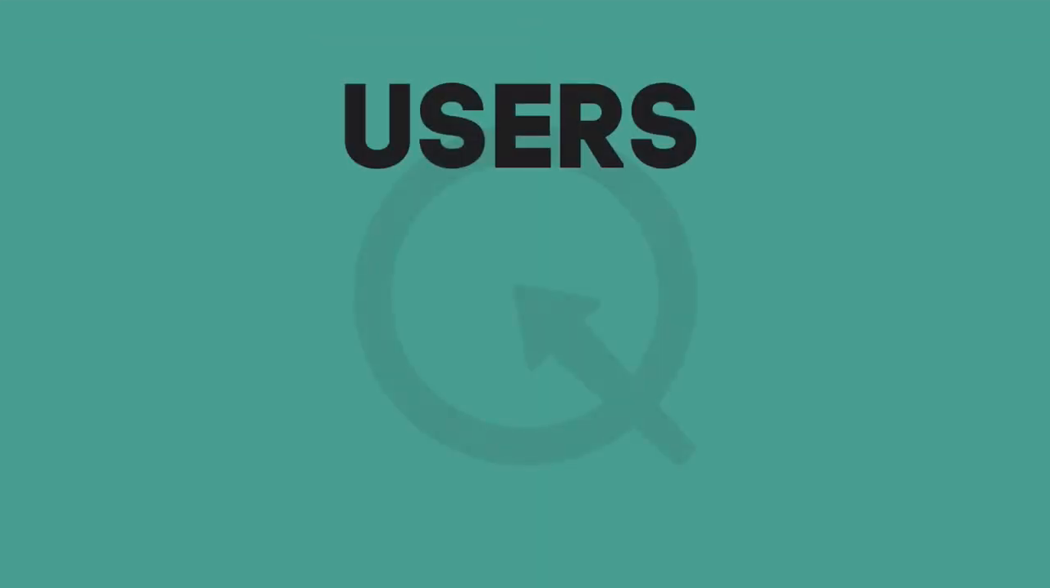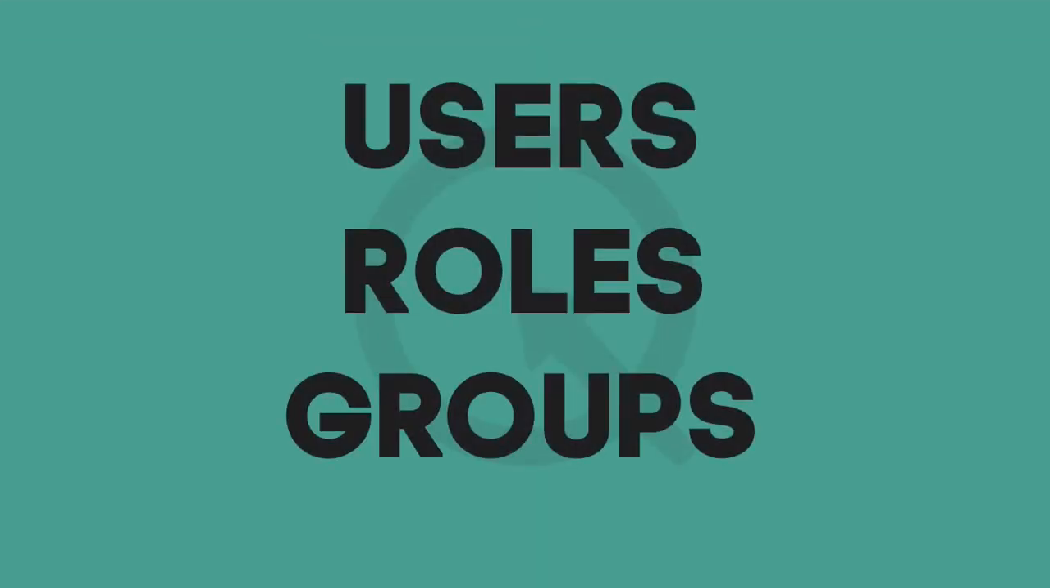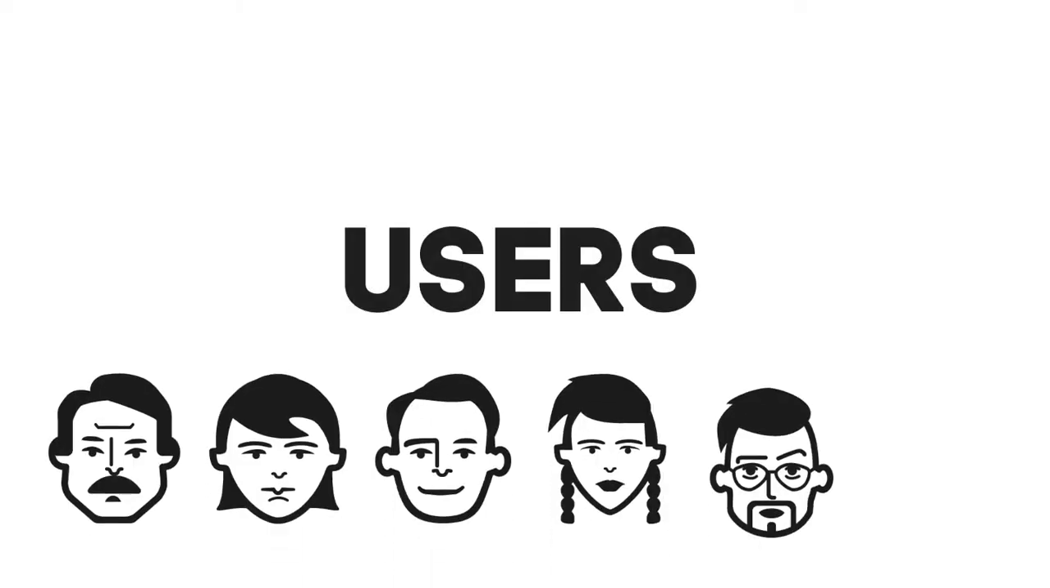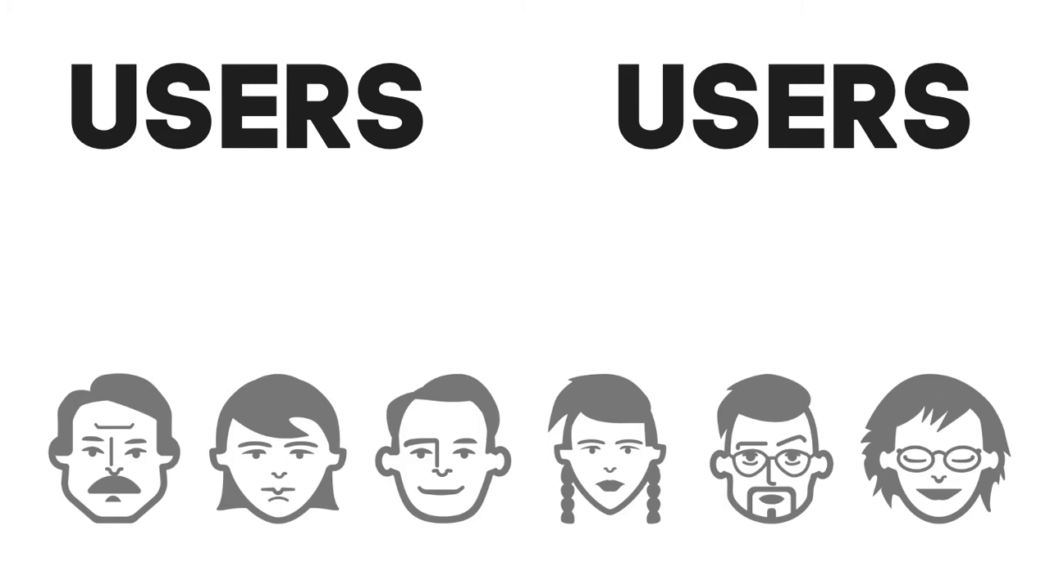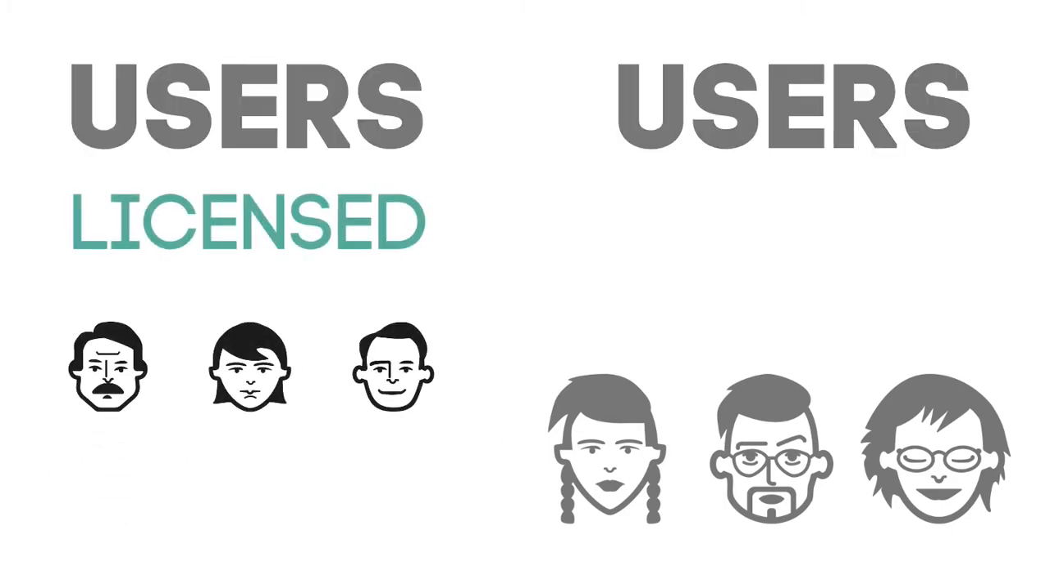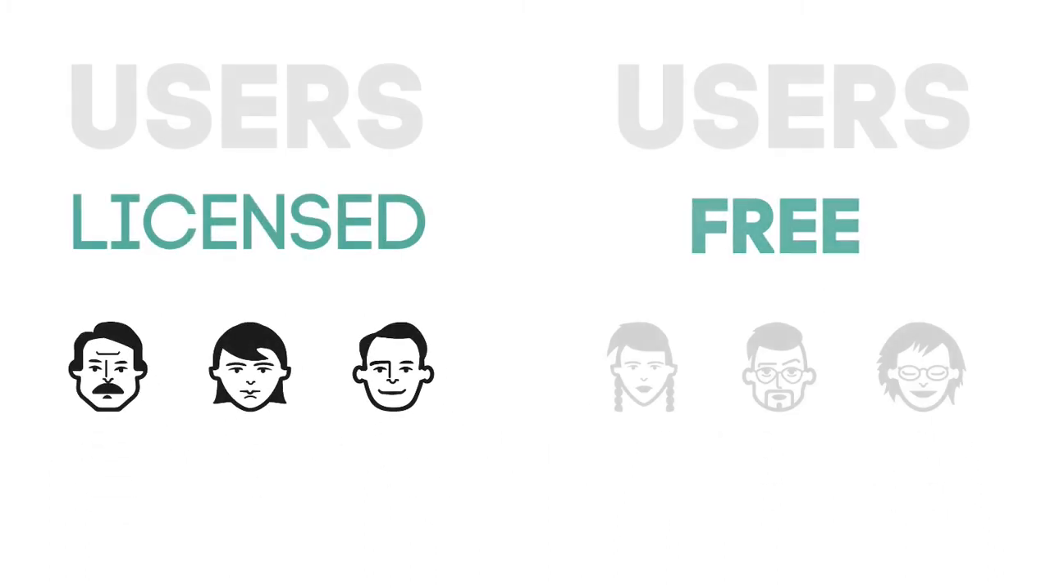Hi, in this video we're going to look at the concepts behind users, roles and groups within CONTINUUM CXM. Firstly, there's users. Put simply, users are the people that use CXM to various degrees. There are, however, two types of users. There are licensed users and there are free users.